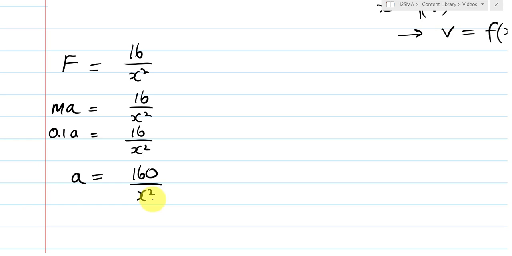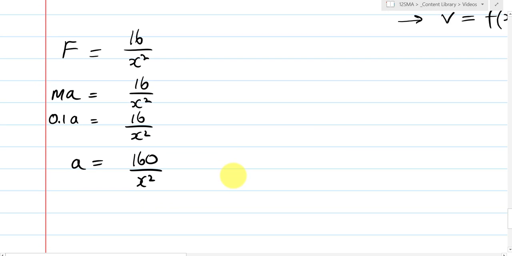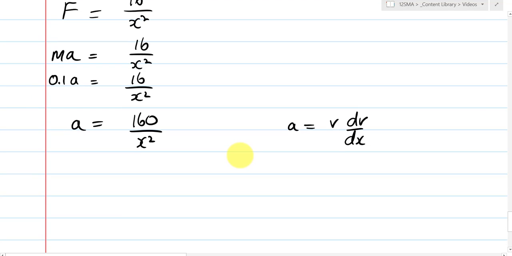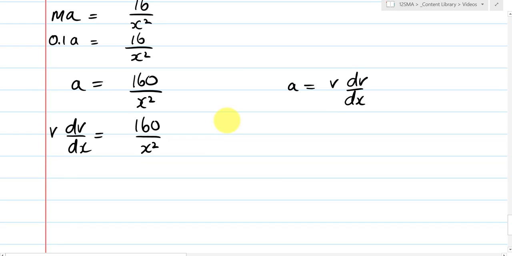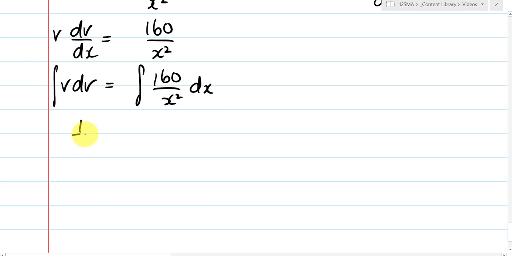I'm going to use one of our relationships, and that is that a is equal to v dv/dx. That's one of our variations of acceleration, and it's on the formula sheet. So we get v dv/dx is equal to 160 over x squared. This is really good if we have acceleration in terms of displacement, because now I can integrate v dv as the integral of 160 over x squared dx. The integral of v dv is half v squared, which looks suspiciously like one of our other variations, so we could have used that.